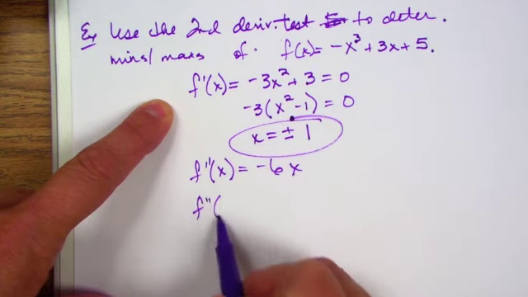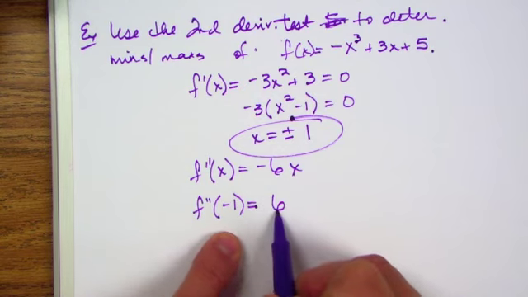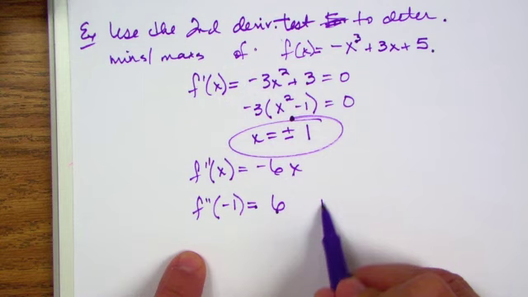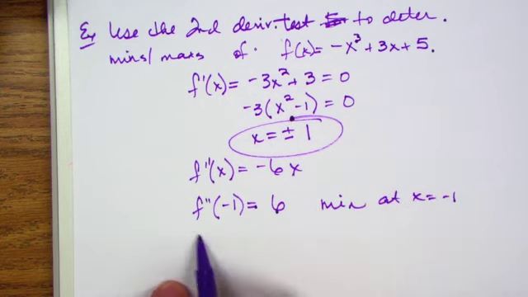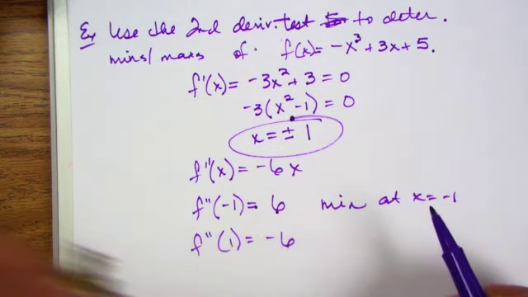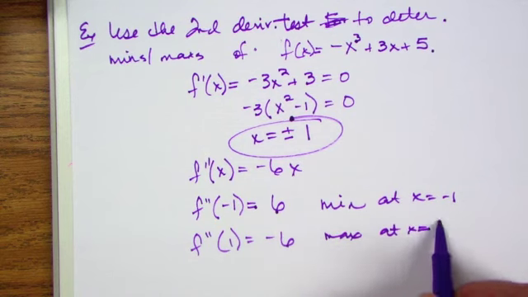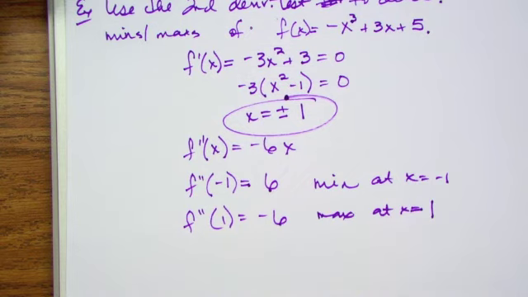Plug in negative 1. What do you get? Positive 6. So what do you have at negative 1? A min, at x equals negative 1. Yes, it is much faster. And at 1 it's negative 6. That means it's concave down there, so you'd have a max at x equals 1. And I'm sorry, I know I went through that quickly. I can talk more about it.